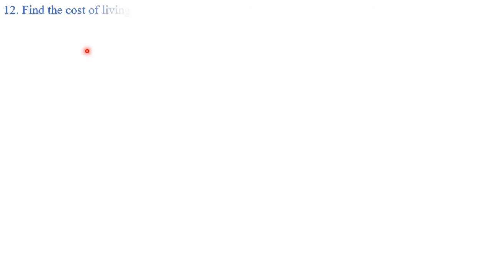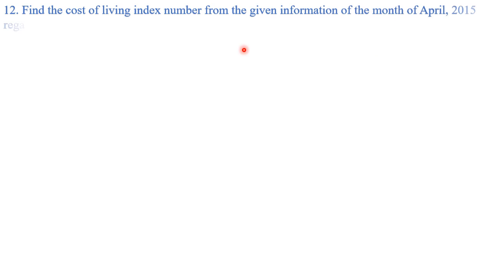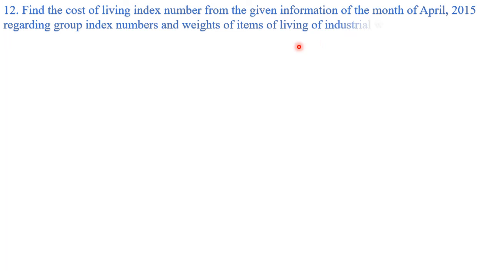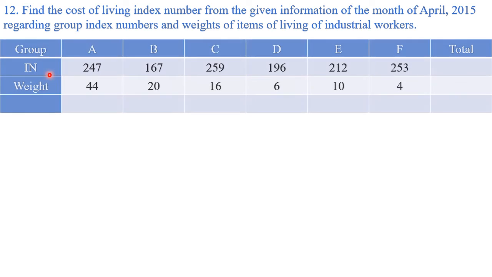We have to find the cost of living index number from the given information of the month of April 2015 regarding group index numbers and weights of items of living of industrial workers. Okay, so we have various groups of items which is used for calculating the living cost of industrial workers for the month of April 2015. This is the data. We have the groups A, B, C, D, E, F.